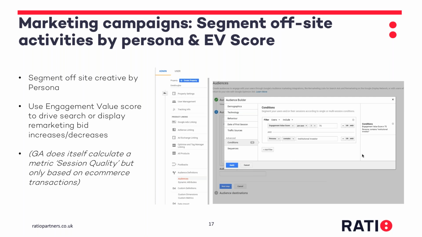So like in the screenshot here, a segment of visitors to your website that fit into the institutional investor persona and who had an engagement value score of 75. We can push that into the Google Display Network, and then we can actually target an advertisement to that specific audience group. Maybe because you know they're institutional investors, so they have a very high value to you if they convert, and because you know that they're already highly engaged. Having such a nuanced segment would mean that you can put more money behind the campaign than you would otherwise be able to if you had a more generic and less highly targeted campaign.